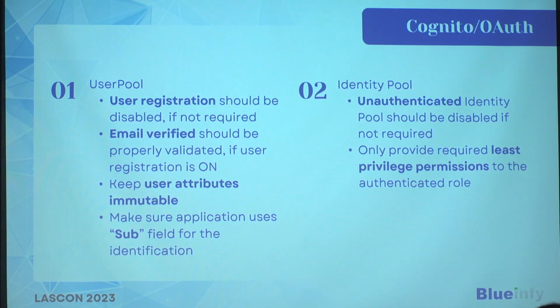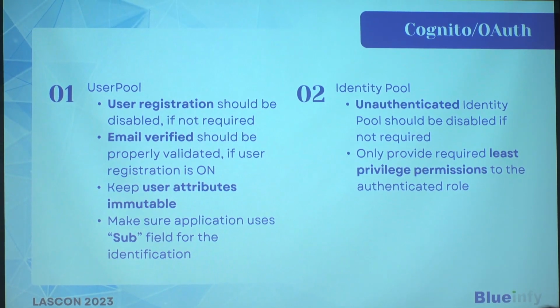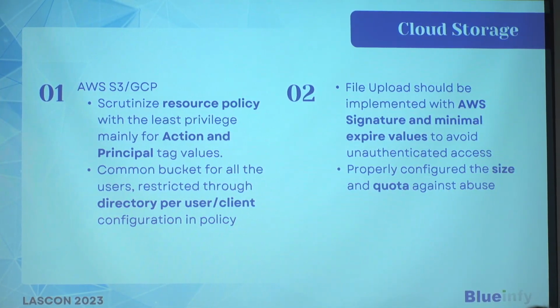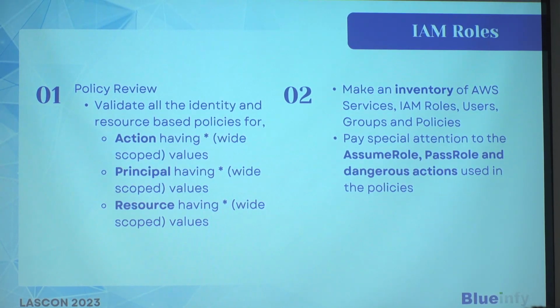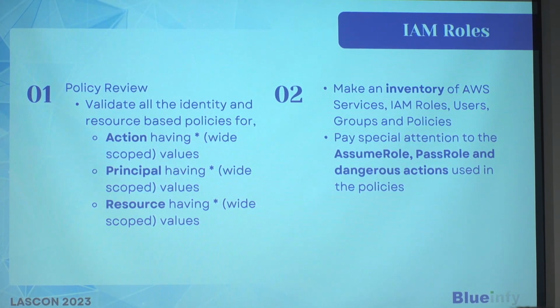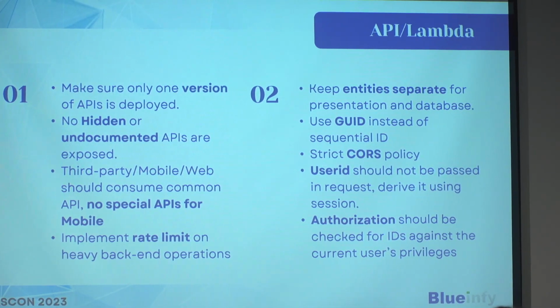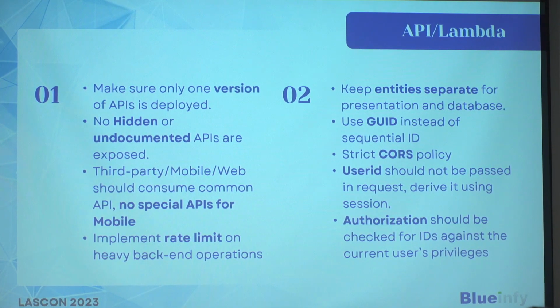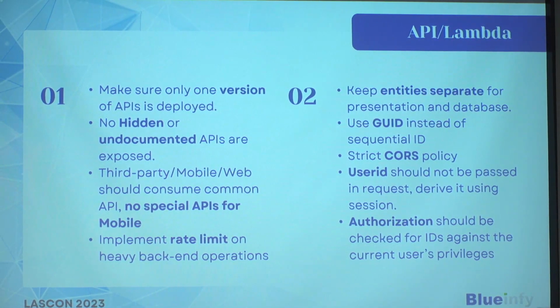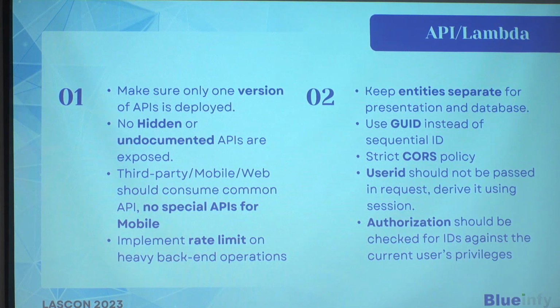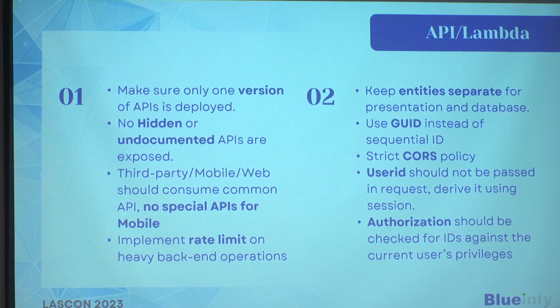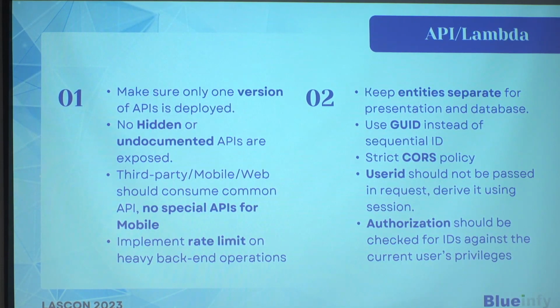There are some mitigations, as already explained: you shouldn't have registration open. And this one is very interesting: just look at that the action, principal or resource should not have wide scope. If you just look at this, you can protect your cloud. For API Lambda, the important part is there should not be any hidden or undocumented APIs, because nowadays the documented APIs are few, but if you look at the traffic, you will see lots of APIs that are not documented. So you should have clear-cut guidelines for that, and there should not be a special API for mobile. And user ID should not be passed in the request, because applications should detect the user ID from the session.